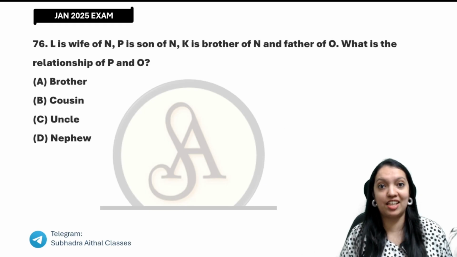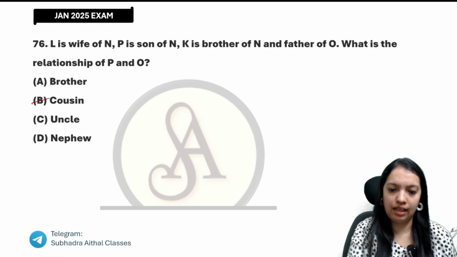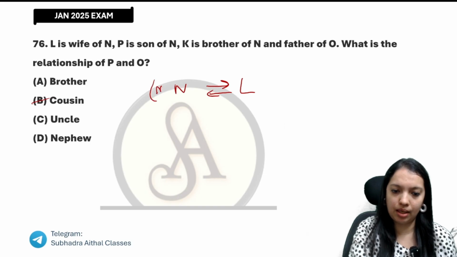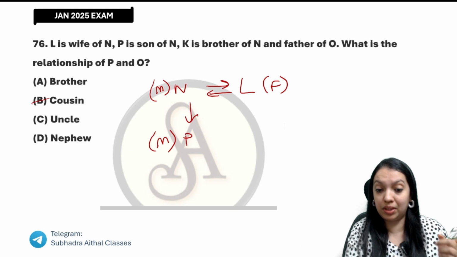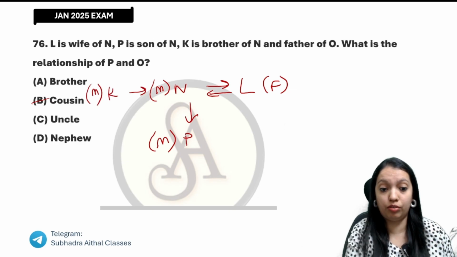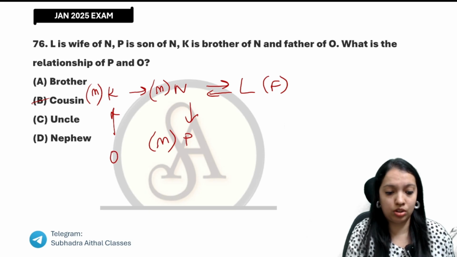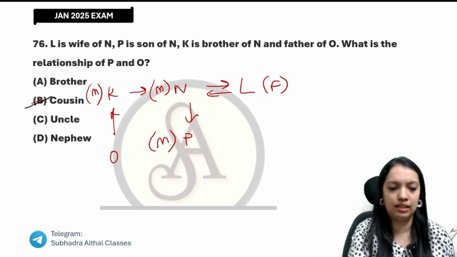Next, blood relation question. L is wife of N. L is the wife, female, male person. P is son of N. P is son, male. K is brother of N. K is the brother, male. And K is father of O. Next generation is O. What is the relationship between P and O? Do they belong to same parents? No. In that case, they are cousins.